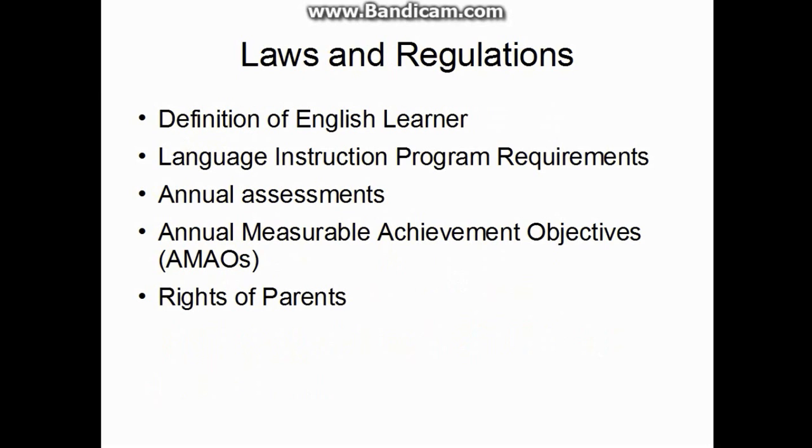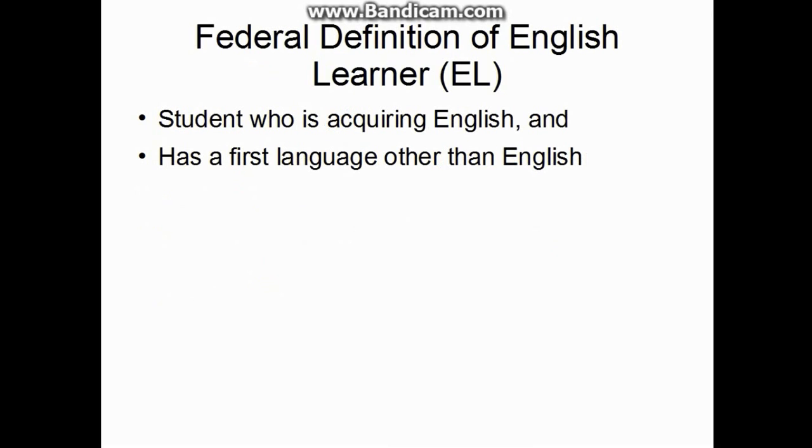The next topic is laws and regulations. I'll address the federal definition of English learner, language instruction program requirements, annual assessments, annual measurable achievement objectives, and the rights of parents. The federal definition of English learner is detailed and complicated, but in general it is any student who is acquiring English and has a first language other than English.